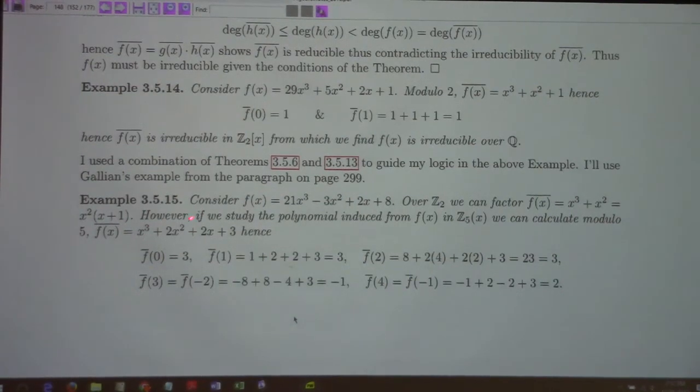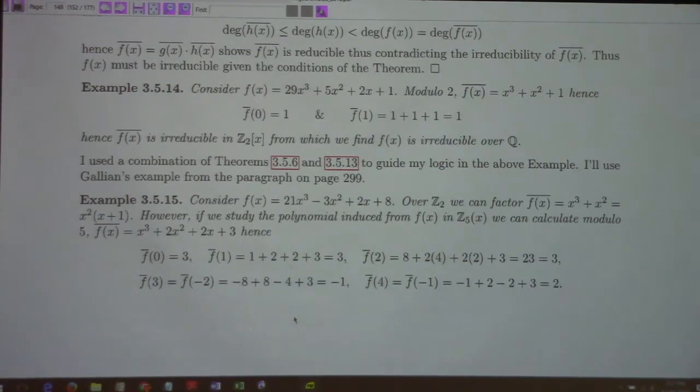Here's another one. This one you can reduce over Z2 to that. And that's not helpful, right? Because if you reduce mod 2, you get actually a reduction. So that doesn't help. That doesn't say that there's a reduction over Q. It just says that the theorem doesn't apply here. So I look at mod 5. Mod 5, you get this reduction, and if you plug in 0, 1, 2, 3, and 4, you get all non-zero. Consequently, again, irreducible over Q.